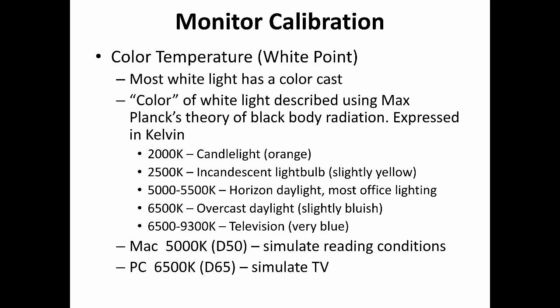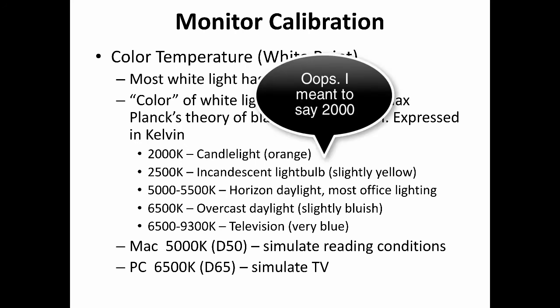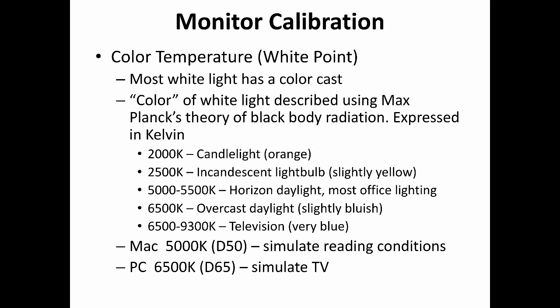The temperature of this hypothetical black body is expressed in units of Kelvin on the Kelvin temperature scale, where 0 degrees Kelvin is what we refer to as absolute zero. It's the temperature at which all matter stops moving. A black body that is heated up to a temperature of 200 Kelvin begins to glow a dull orange color, similar to the light that is emitted by a candle.